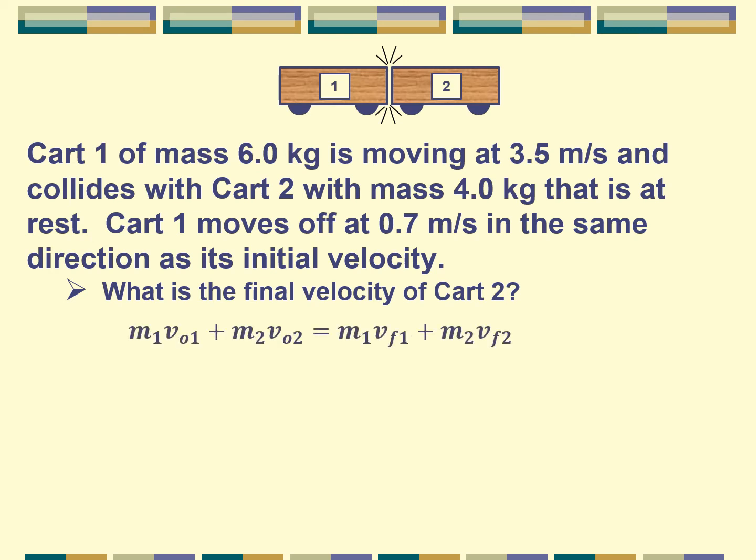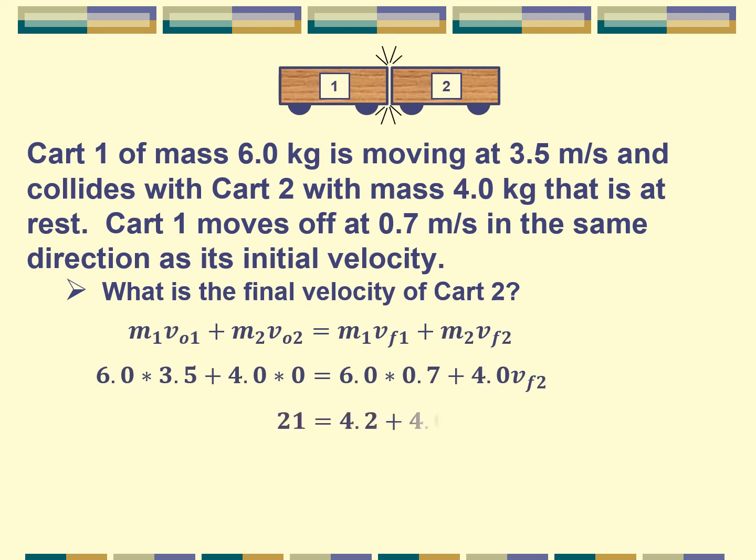So we use our conservation of momentum equation. Go ahead and plug in our numbers. The 6 kilograms is the first car times 3.5, and then 4 kilograms times 0, that's the initial velocity of the second car. So 6 times 0.7, that's the final momentum of the first car, and then the final momentum of the second car is 4 times the final velocity.